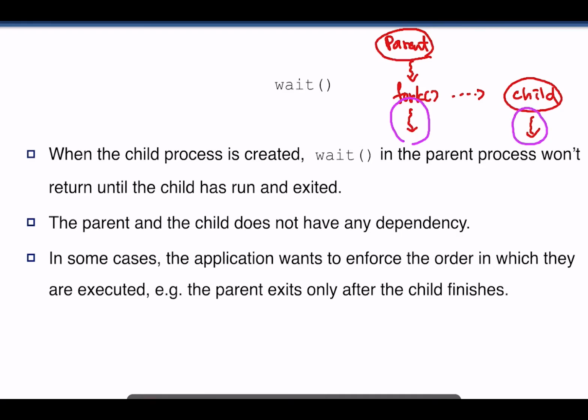You might want to enforce the order of execution between the two, and that is the role of wait. If the parent process calls wait, then the wait system call in the parent process won't return till the child has run and exited. This is the way to explicitly enforce the order between the two.